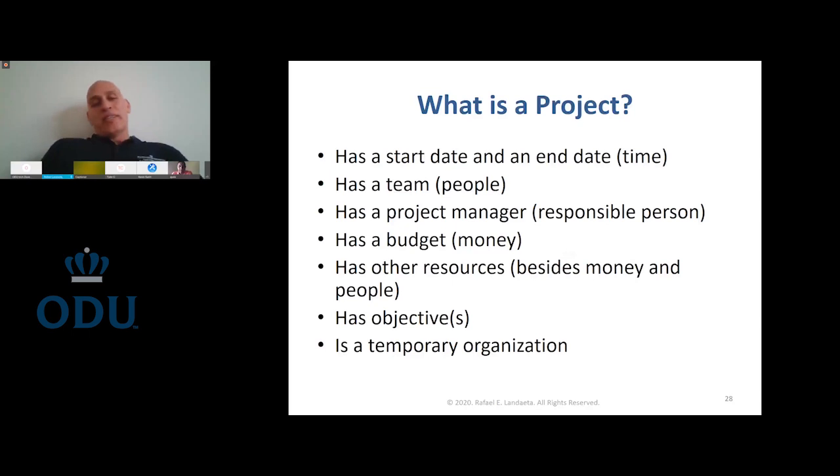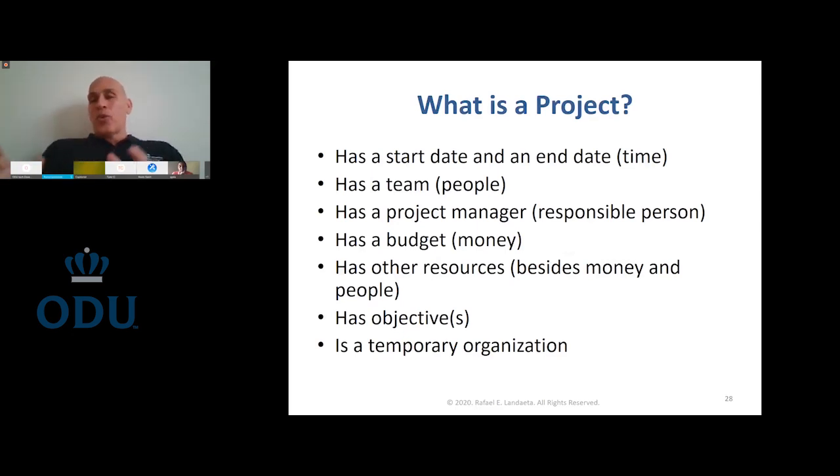But what's a project? A project is a temporary organization that has a start day, an end day, that has a budget, that has a team, that has certain objectives, that has a set of constraints that we define as resource constraints and performance constraints, that helps somebody to come up with a solution, a new product, or helps to organize work to achieve certain goals, certain objectives.